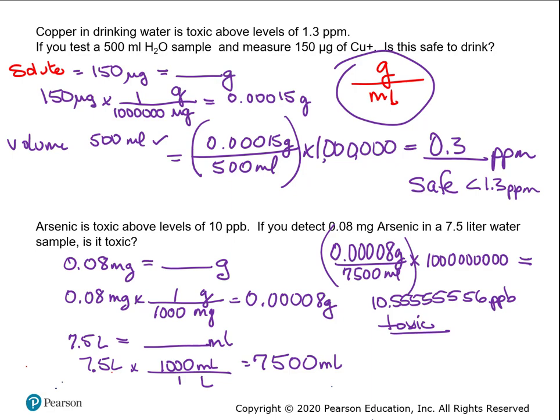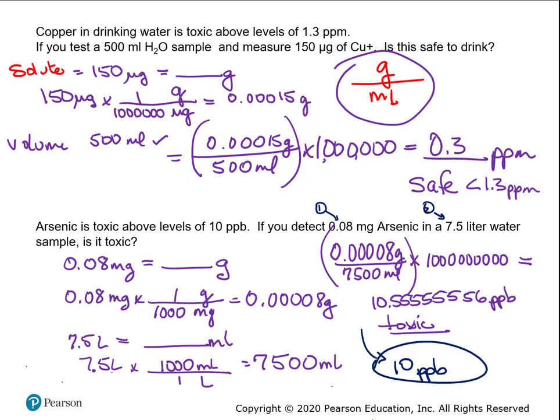Because if I had to round this, how many significant figures in 0.08? 1. How many in 7.5? So in theory, I'd have to round this to how many significant figures? 1, which would be what? Instead of 10.555555, it would just be 10. Would you want somebody to round your number if they were testing your water? No. So don't just automatically be like, oh, well, I just got to round it. Because in this one, it would round to 10.